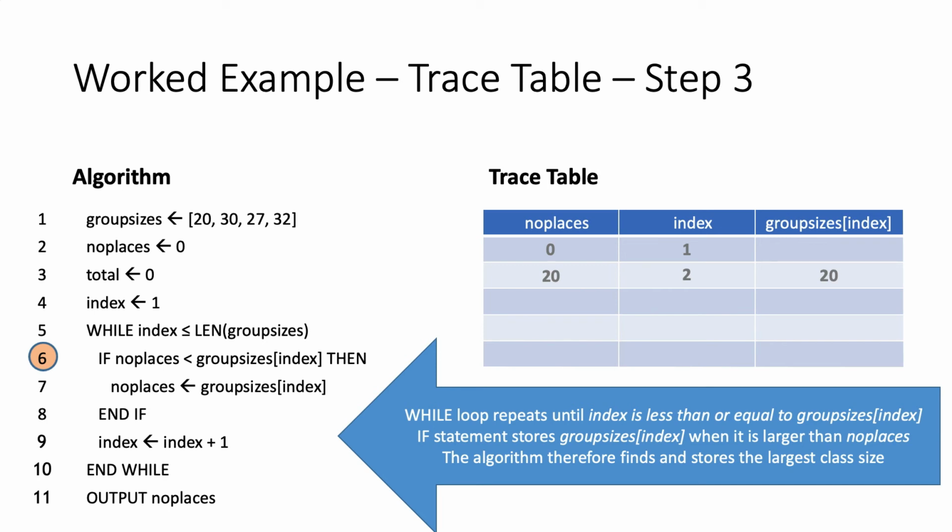If no places is less than group sizes index, well, group sizes index here is 30 because it's position 2, index 2. So no places is 20, our group sizes index is 30, 20 is definitely less than 30, so we go into line 7, replace our 20 with our 30, add 1 to the index. Hopefully you can see a pattern emerging here. Get to the end while, loop back up to the beginning of the while loop.